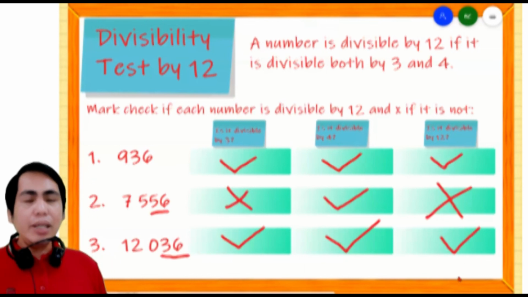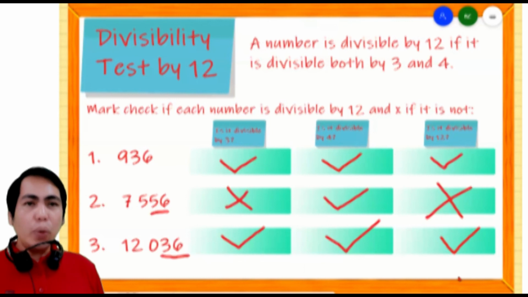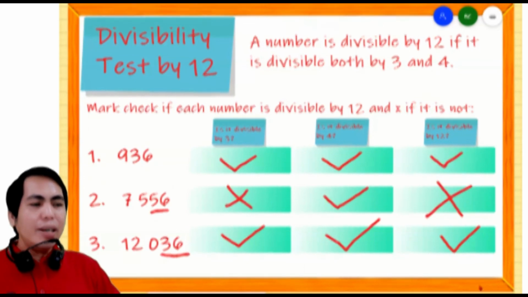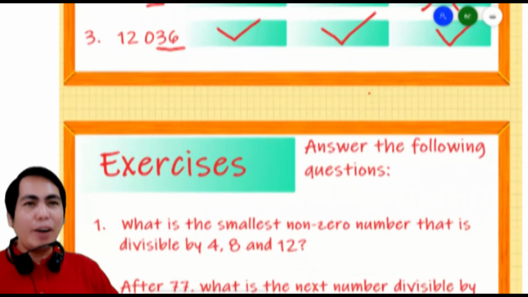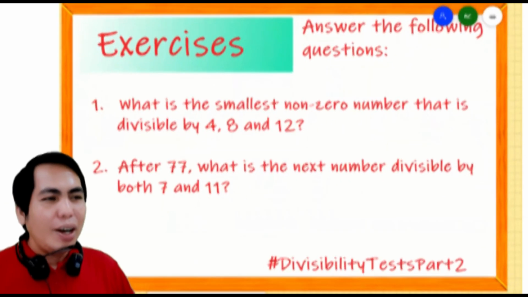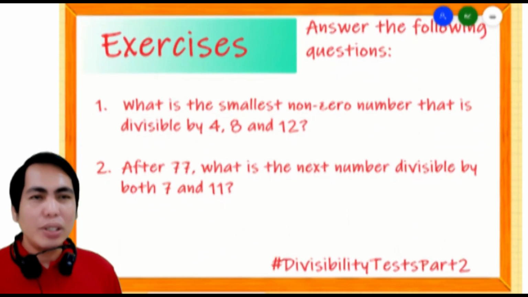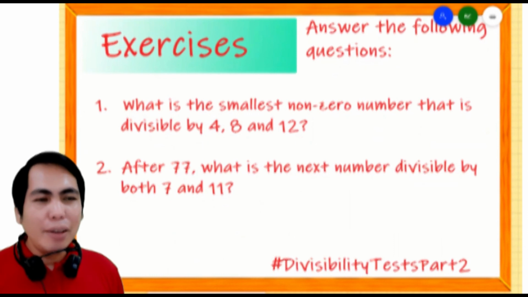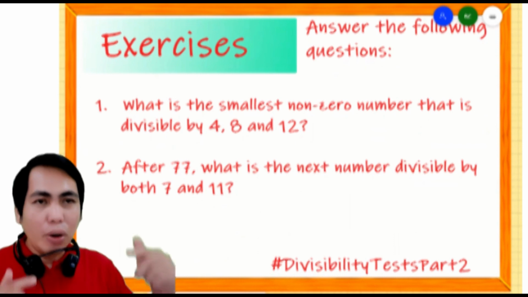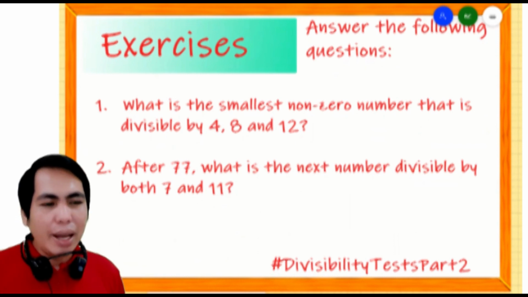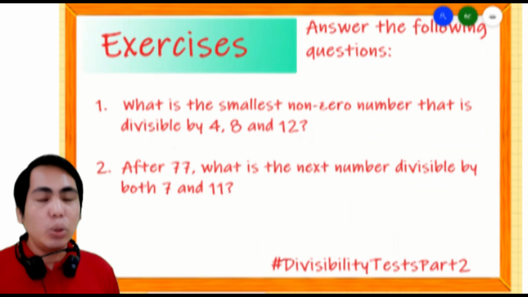So there you have it, how to find whether a given number is divisible by 4, 7, 8, 11, or 12. So this time, it is your turn to answer the following exercises. All you have to do is to answer the following questions. If you are done answering the following questions, you may post your answer on the comment section below using the tag Divisibility Test Part 2.